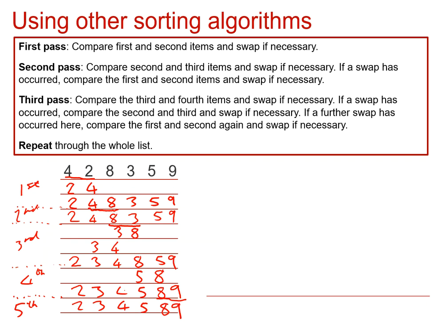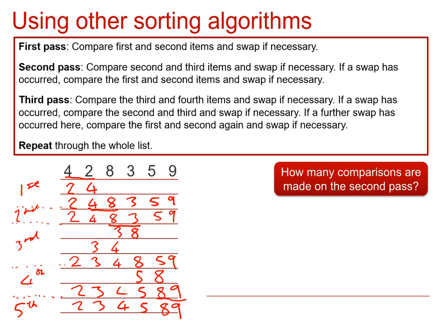Now, having completed the algorithm itself, we're now going to be asked some questions about what's happened. So we're actually being asked to analyze the algorithm in some way. So one question we might be asked is, how many comparisons are made on this second pass? So if we look at what happened on the second pass, that's where we compared the second and the third item, compared the 4 and the 8, and we decided not to swap them. And because we didn't swap them, we didn't do anything else. So that was just one comparison there.